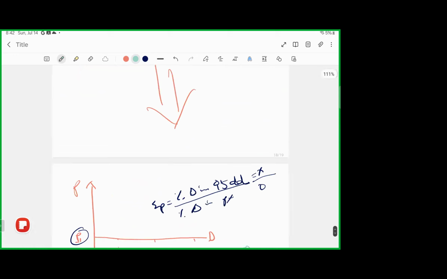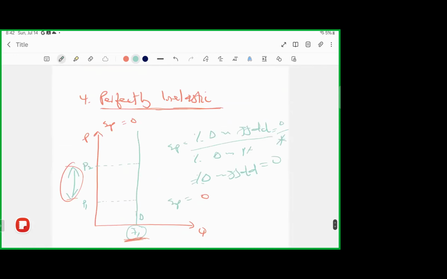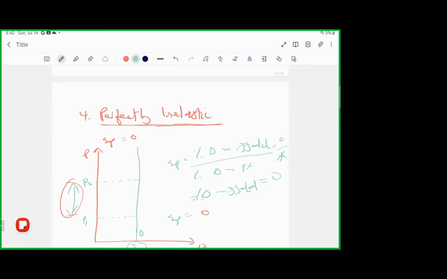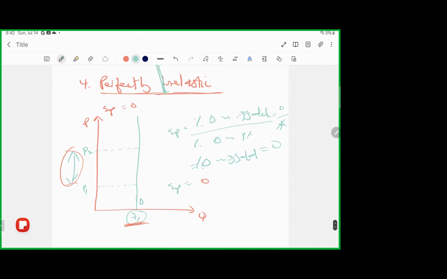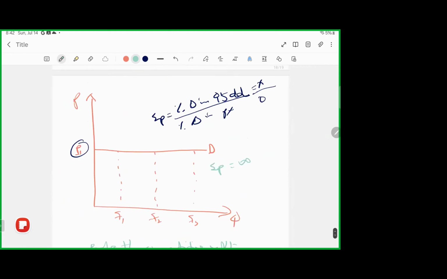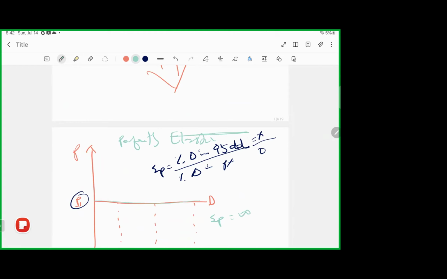Now, how do you differentiate between perfectly elastic and perfectly inelastic? Look at this. This is perfectly inelastic. So the demand curve tends to be straight like this. Inelastic. Are you seeing? So this is how the demand curve is. So that is how you differentiate between the two.